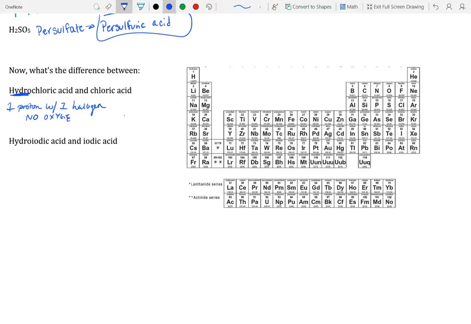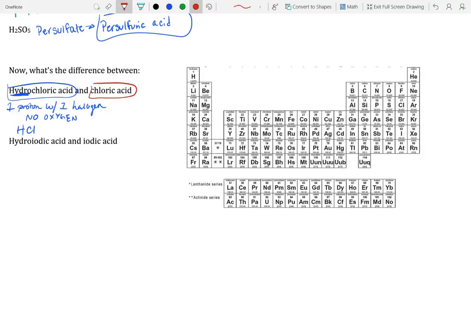Let's make that very clear. No oxygen, okay? So if you see oxygen, don't call it hydrochloric acid, okay? So hydro and chloric means that you have 1 proton with 1 halogen. Chloric corresponds to chlorine over here, right? So we know we should have HCl. That's hydrochloric acid.